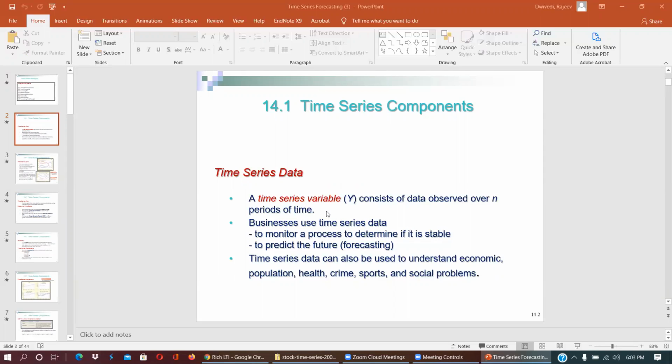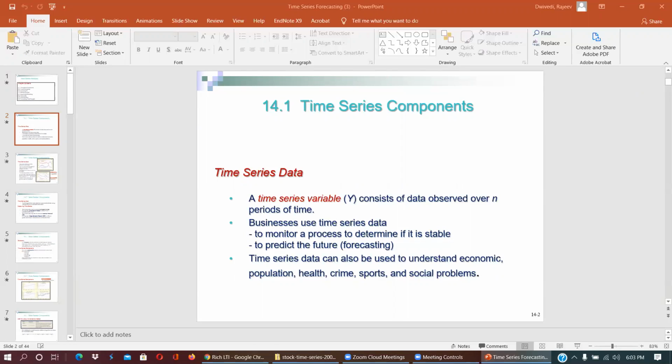Businesses use time series data, for example, stock prices over a period of 20 years. Let's say how Amazon is behaving from the starting of Amazon stock prices or IPO, or how the Facebook IPO is trending from the day it was started.